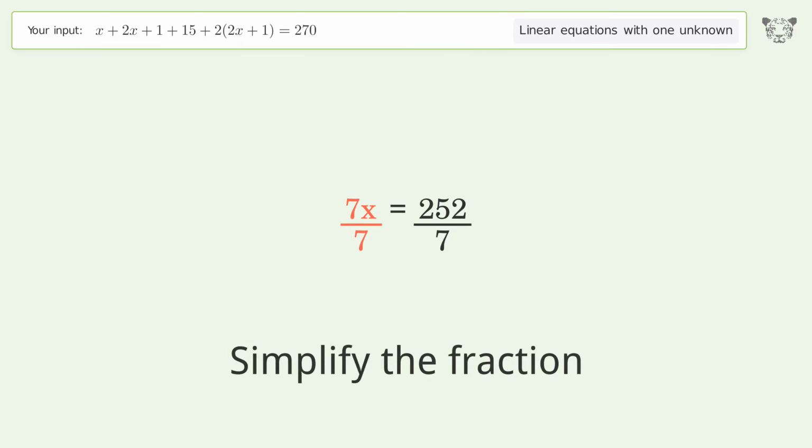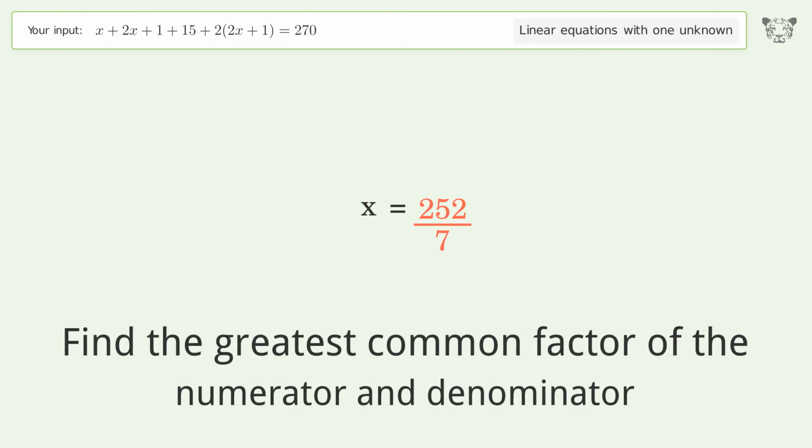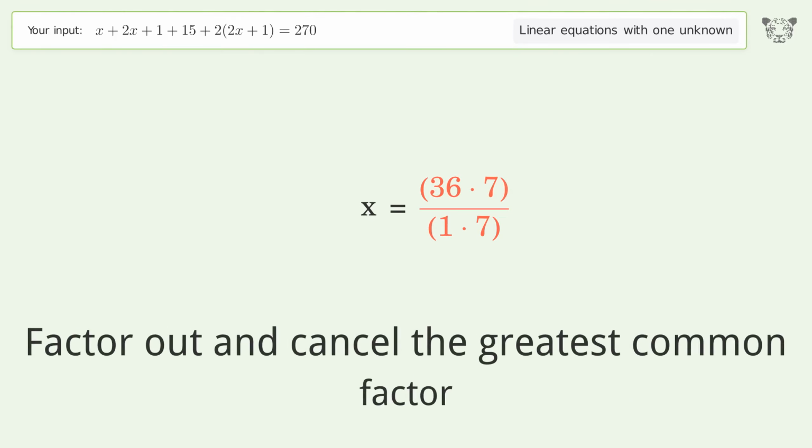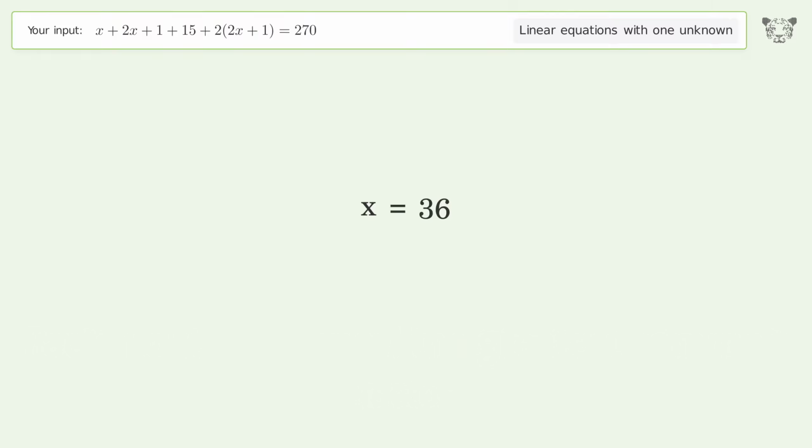Simplify the fraction. Find the greatest common factor of the numerator and denominator. Factor out and cancel the greatest common factor. And so the final result is x equals 36.